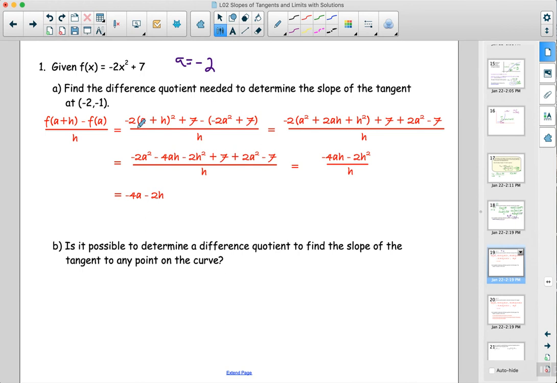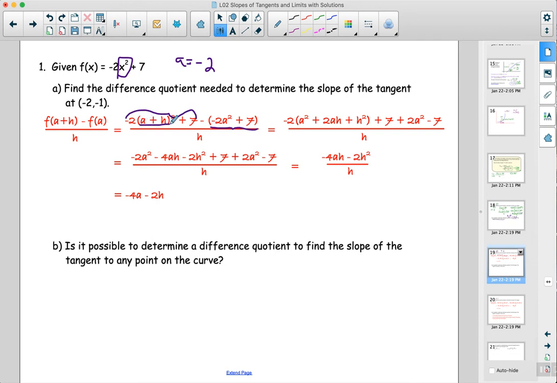So f at a plus h, I will plug a plus h into here. I then square that. I have to multiply by negative 2. Then we're going to add 7 minus, and then I'm going to need to do f at a, so that would be negative 2 times a squared plus 7. So this guy is f at a, and this is f at a plus h.